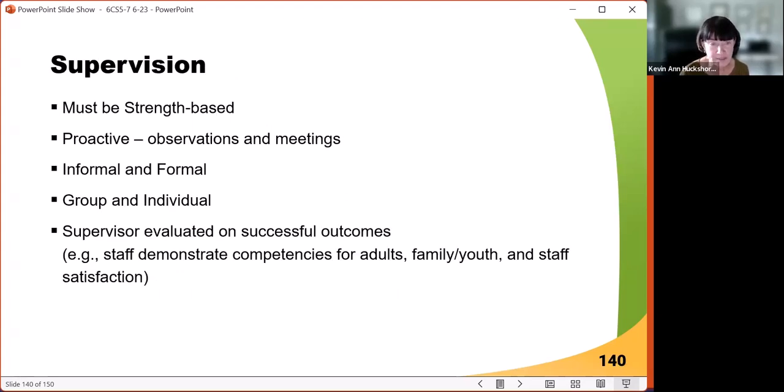Supervision must be strength-based. We often promote folks that are great clinicians and may or may not should be supervisors. So if you look at the literature on why people leave their jobs, the first reason is being mandated to work double shifts because someone called out sick. The second reason that's almost as highly rated is their supervisor. So supervision must be strength-based, proactive, formal, and informal, not once a year. There should be staff meetings and then individual meetings at least once a month. And the supervisor should be evaluated on their staff's performance. Next slide.